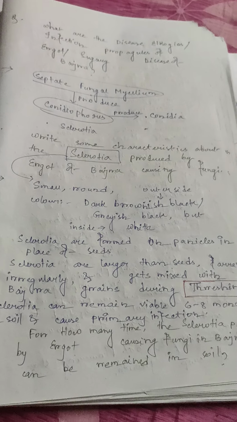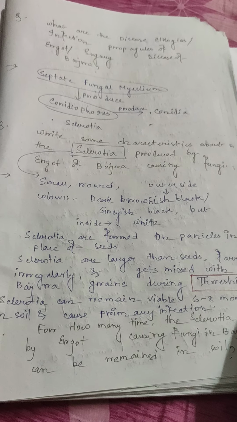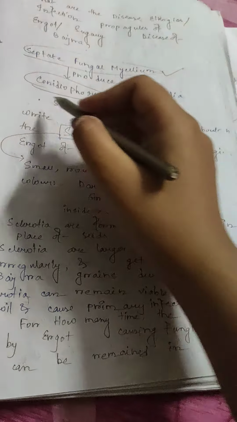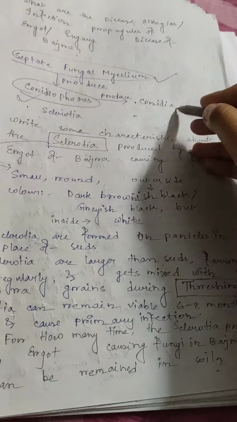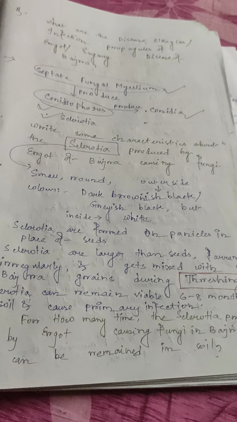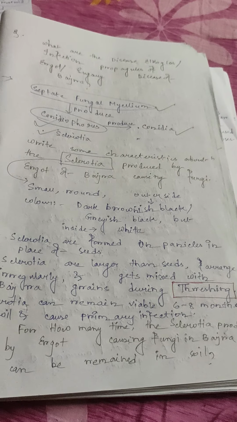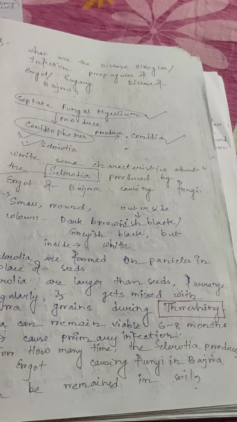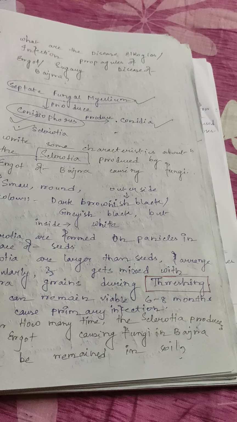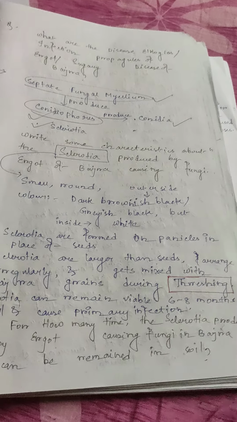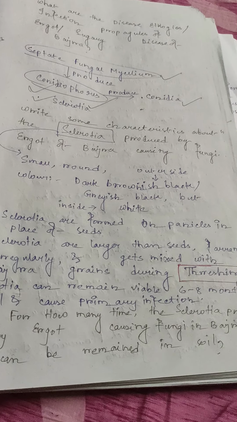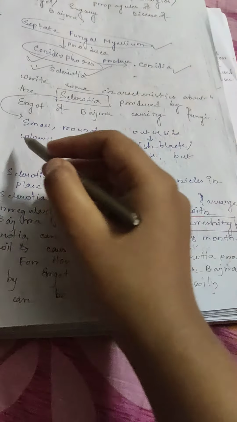What are the disease etiologies or infection propagules of ergot or sugary disease of bajra? First is the septate fungal mycelium, which produces the second etiology, conidiophores. Conidiophores produce conidia, and the third etiology is sclerotia. Write some characteristics of the sclerotia produced by the ergot fungus of bajra.